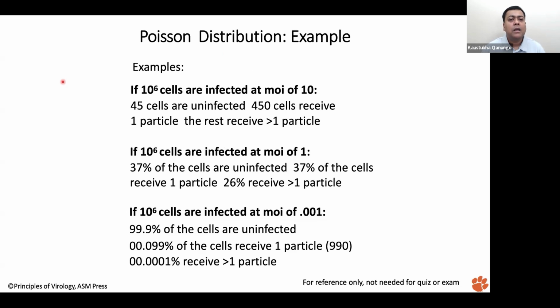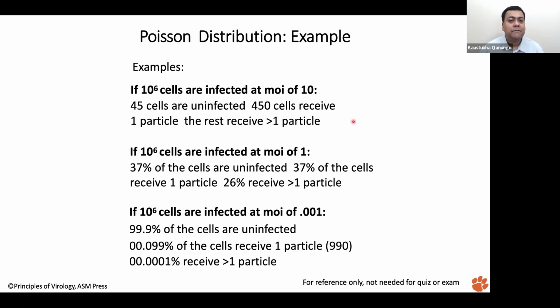So here, if we take 10 to the power 6 cells that are infected at an MOI, or multiplicity of infection, of 10, 45 cells are uninfected, and this we get from the Poisson distribution, from that equation. 45 cells are uninfected, and about 450 cells receive 1 particle. The rest receive greater than 1 particle.